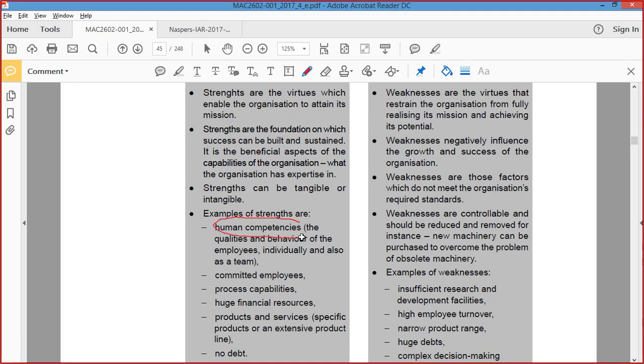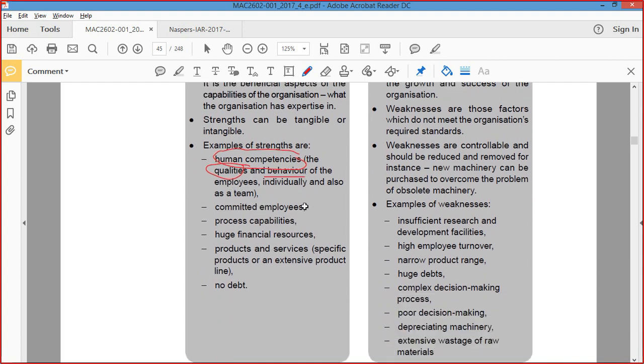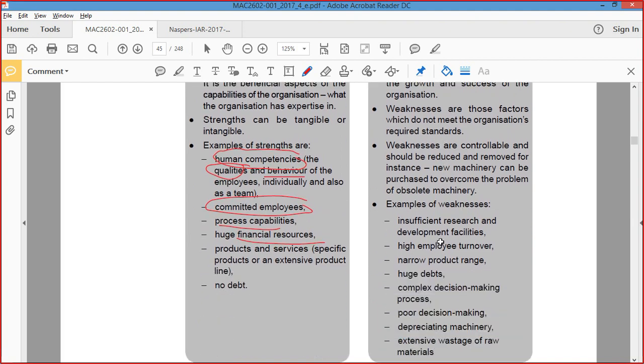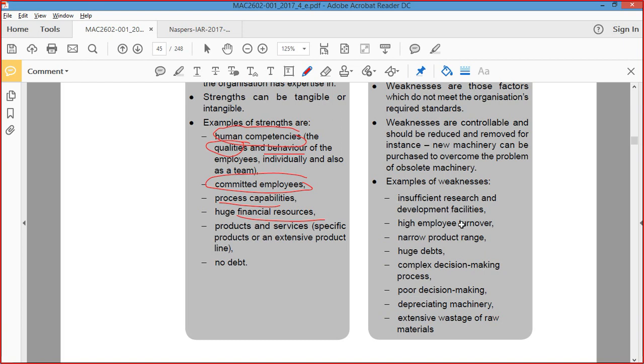Having people that are competent, having people with qualities, and having the right behavior. Having team spirit, having committed employees, having processes, having resources. It's very general. None of this is specific. You could say this for any business. Same thing with weaknesses. The ones they give you here are very generic. For example, insufficient research, high employee turnover. You could say this for any business, right? All businesses would have these weaknesses.